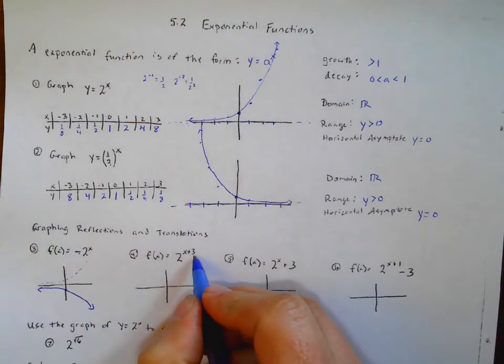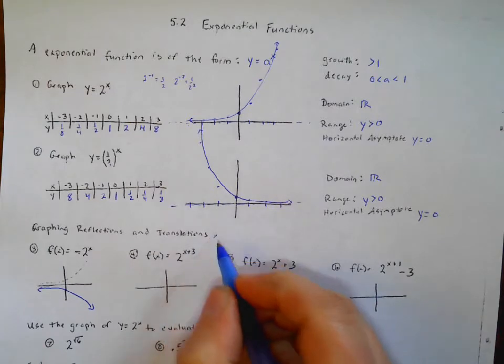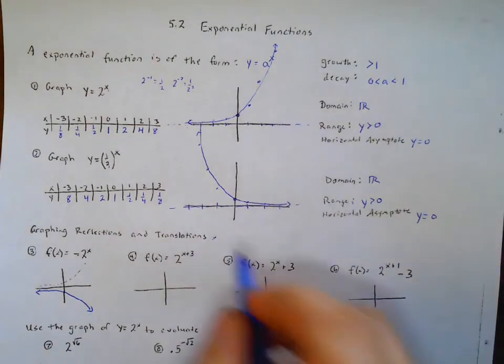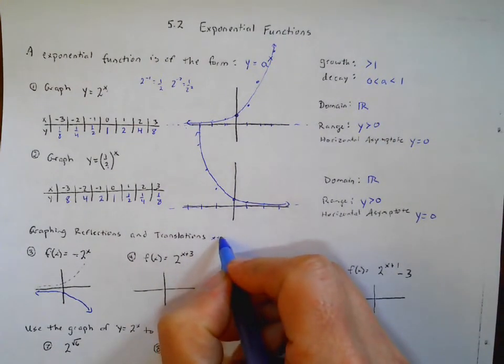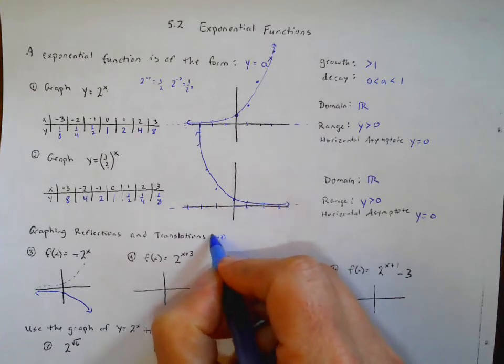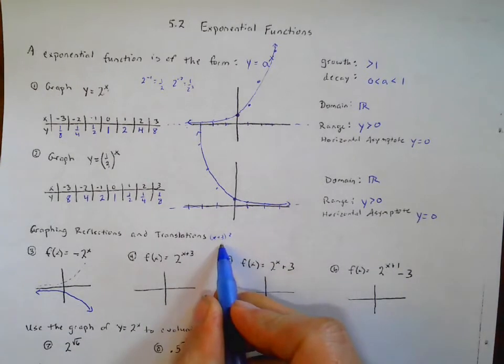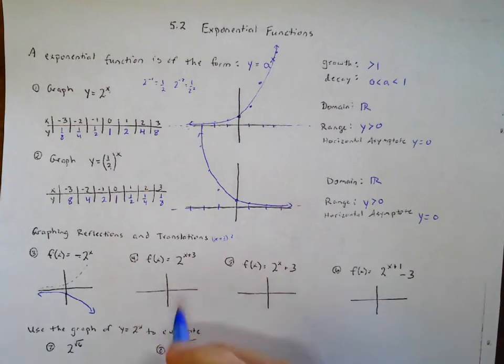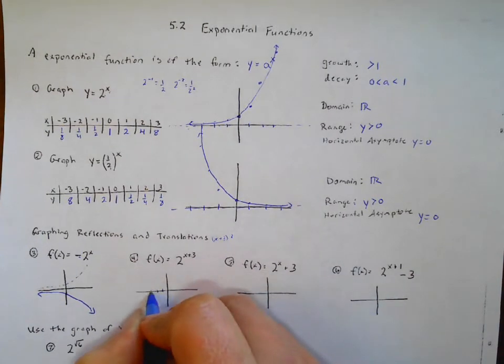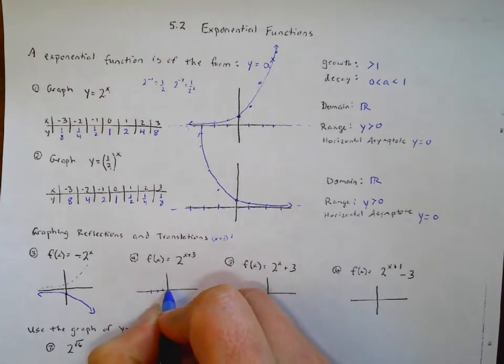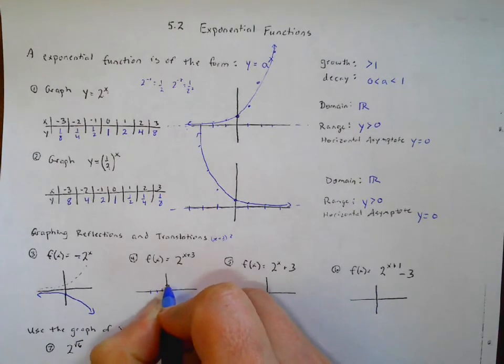Plus 3. If we think about this plus 3, just like, for example, if I had x plus 3 squared, remember how that moved right and left? Same idea here, it moves right and left. So it's going to move negative 3. So if you think about this point, usually it goes through 1 right here, right?